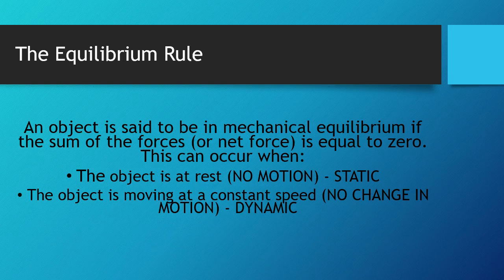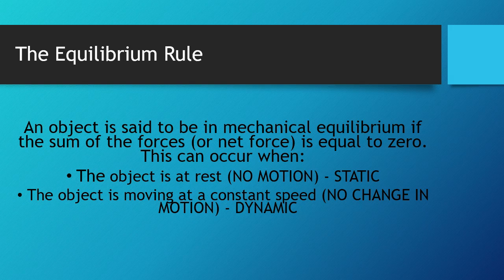There are two situations in which an object can be in mechanical equilibrium. And in this case, we say it's in equilibrium when the sum of the forces, or the net force, on that object is equal to 0. This can occur when the object is at rest. There's no motion, the object's not moving. We call this static equilibrium.